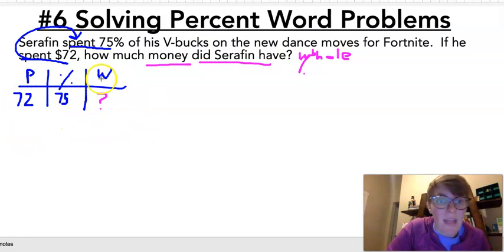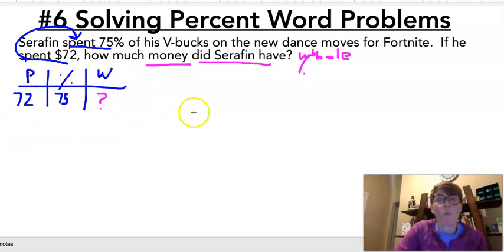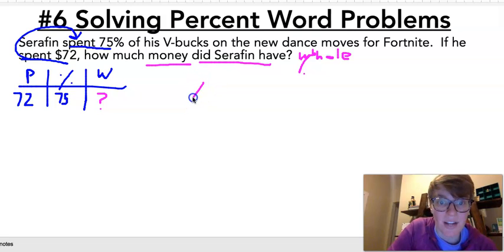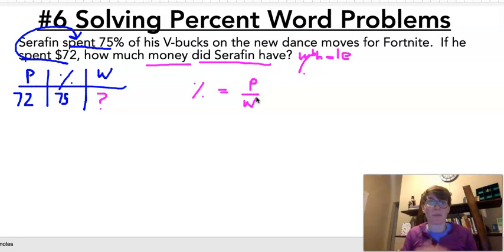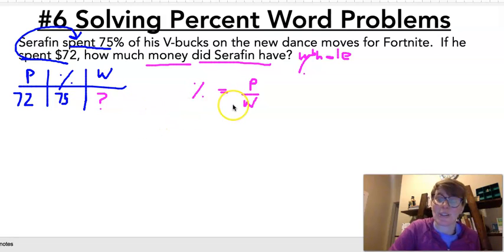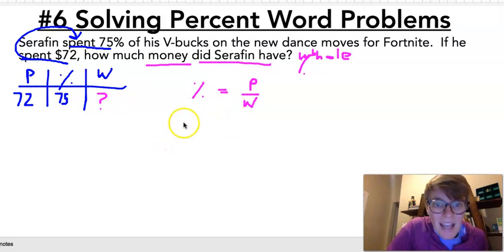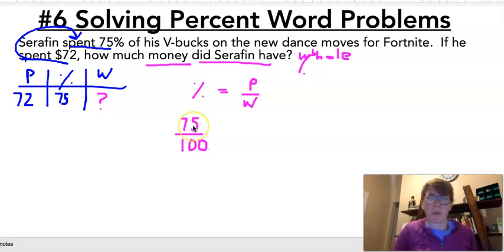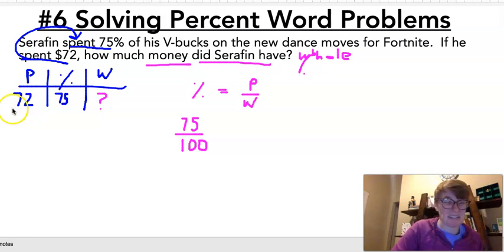Now, let's check this out. I'm going to set this up correctly. We know that every problem that we set up is either going to have a percent, which is equal to my part over my whole. We are literally just making equivalent fractions, and what you're going to talk about in 7th grade, we're making equivalent proportions, because 75 of 100 is representing the same thing as 72 out of something else. Now, I can write 75 out of 100 as my percent, because 75 out of 100 is a percent. But that's not that easy to work with because 75 with 72, ugh.